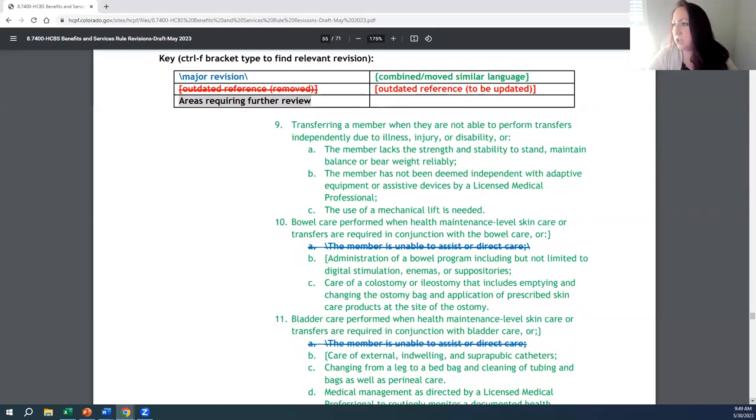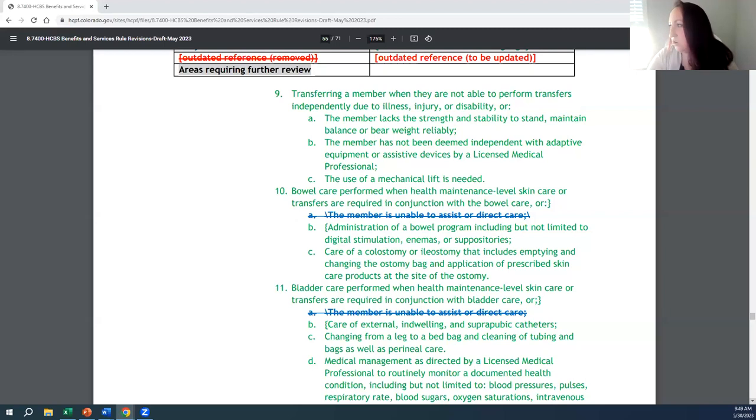Number nine, transferring a member when they are not able to perform transfers independently due to illness, injury, or disability, or A, the member lacks the strength and stability to stand, maintain balance, or bear weight reliably. B, the member has not been deemed independent with adaptive equipment or assistive devices by a licensed medical professional. C, the use of mechanical lift is needed.